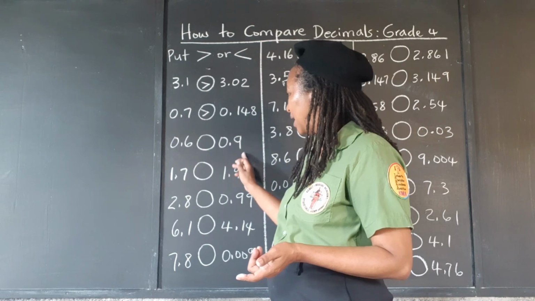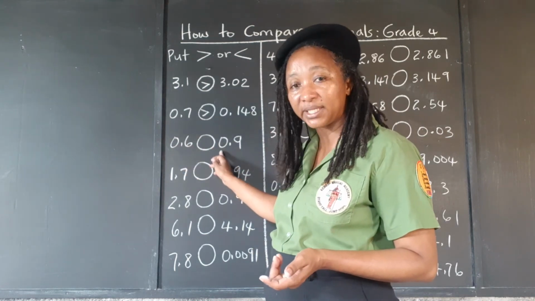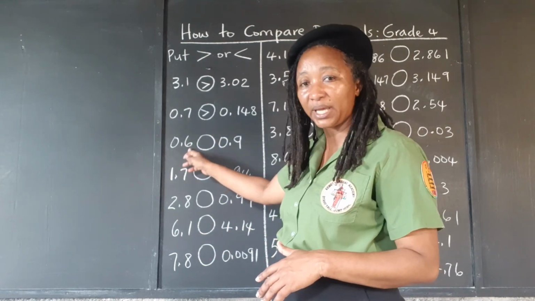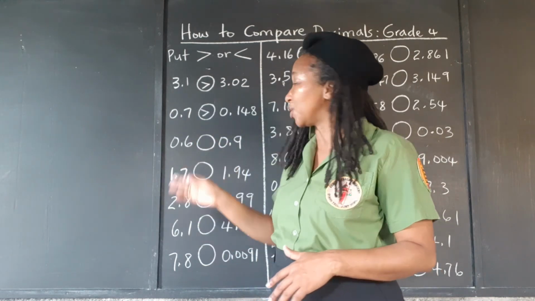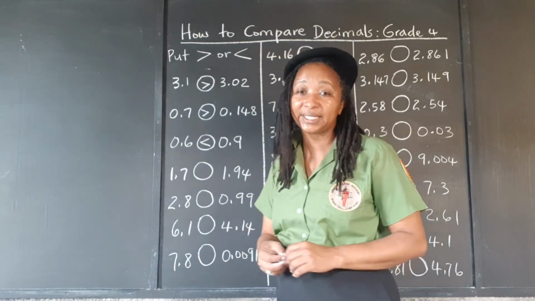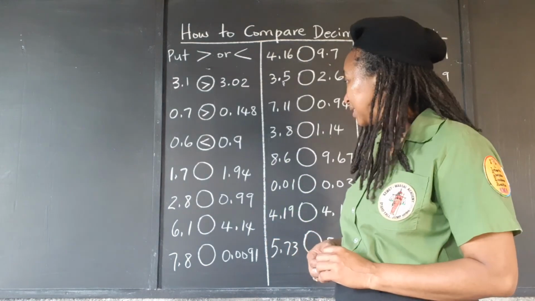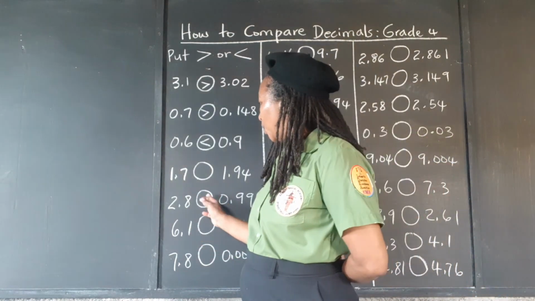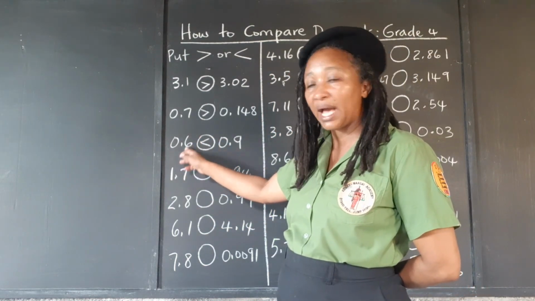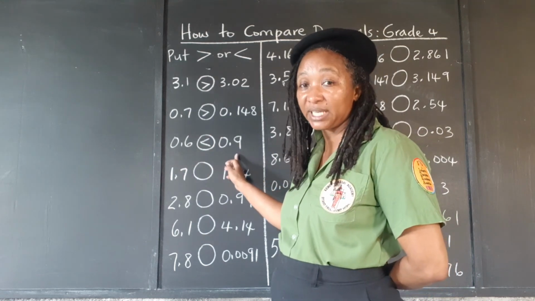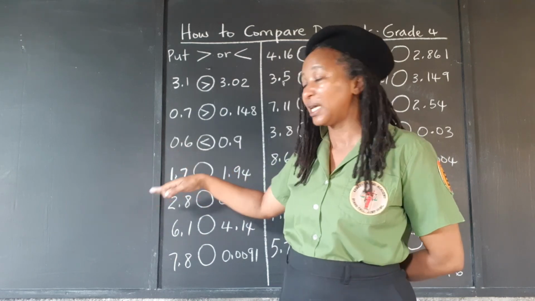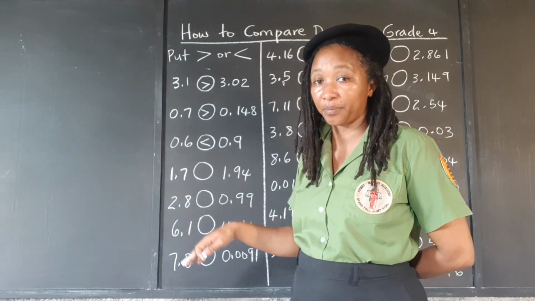0.6, 0.9. They both have zeros in the ones place, so we go to the next place to compare. This has a 6 in the 10th place, this has a 9. So clearly 0.6 is a smaller number. 0.6 is less than 0.9. Remember this would mean you have 6 things out of 10, and this would mean 9 things out of 10. So 6 things out of 10 is a smaller amount than 9 things out of 10.